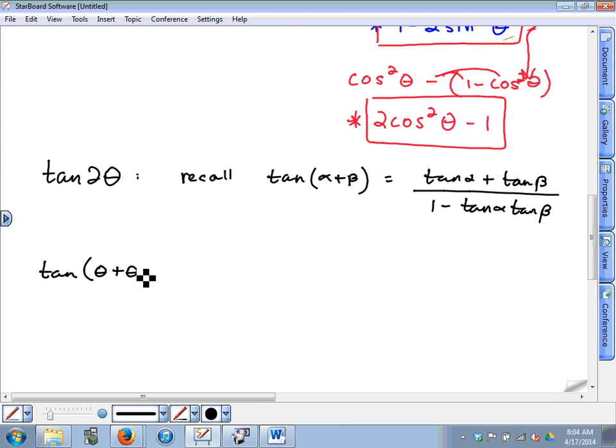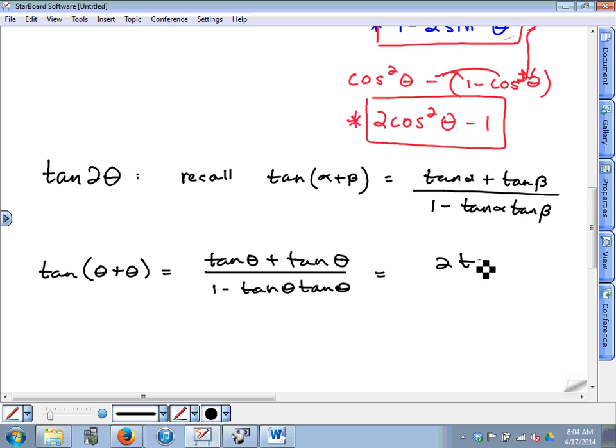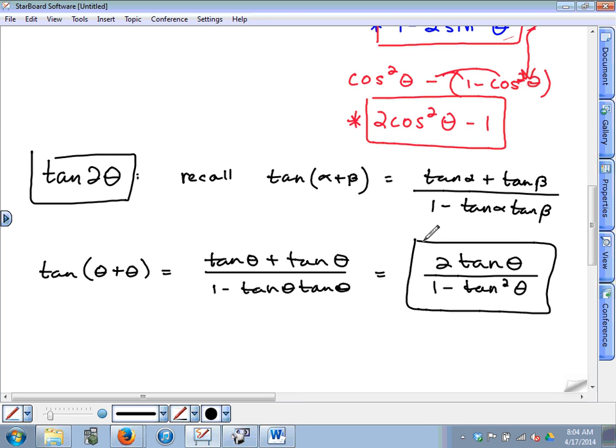So tangent of theta plus theta. Applying this formula: tangent theta plus tangent theta over 1 minus tangent theta times tangent theta. As I was listening, it sounds like a lot of you have it. If it's tangent theta plus tangent of theta, that's 2 tangent of theta over 1 minus. Now if you're multiplying tangent times tangent, that's tangent squared of theta. So that's the identity. Tangent of 2 theta is equal to that right there.